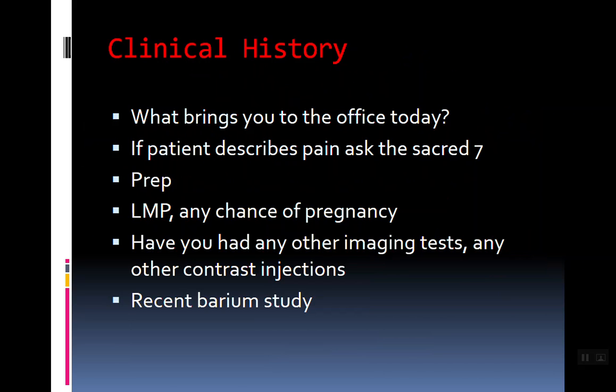You lay the patient down on the table. You explain to them, I'm going to inject you with contrast. And then what are some other things you might say to them? What's it going to make them feel like? What's it going to make it feel?